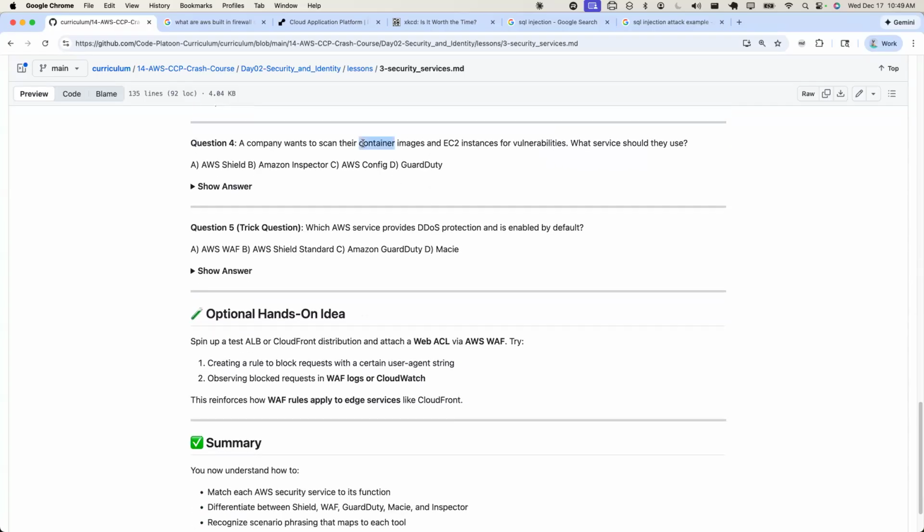If a company wants to scan, and this is going to Chris, a company wants to scan their container images and EC2 instances for vulnerabilities, what service should they use?